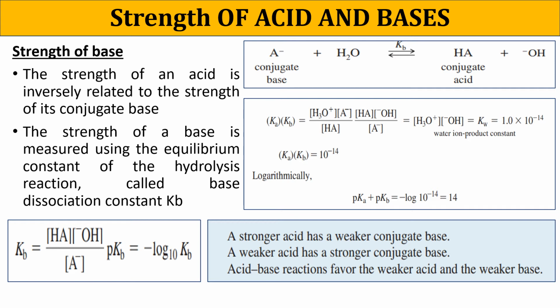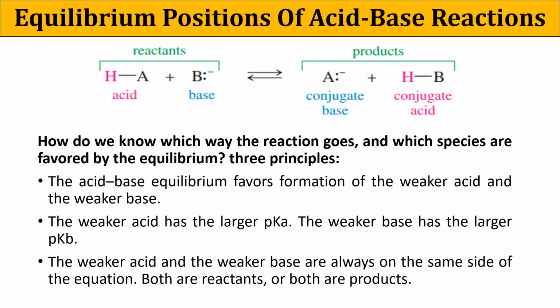If the value of Ka is large, the value of Kb must be small. That is, the stronger an acid, the weaker the conjugate base. Similarly, a small value of Ka, a weak acid, implies a large value of Kb, a strong base.